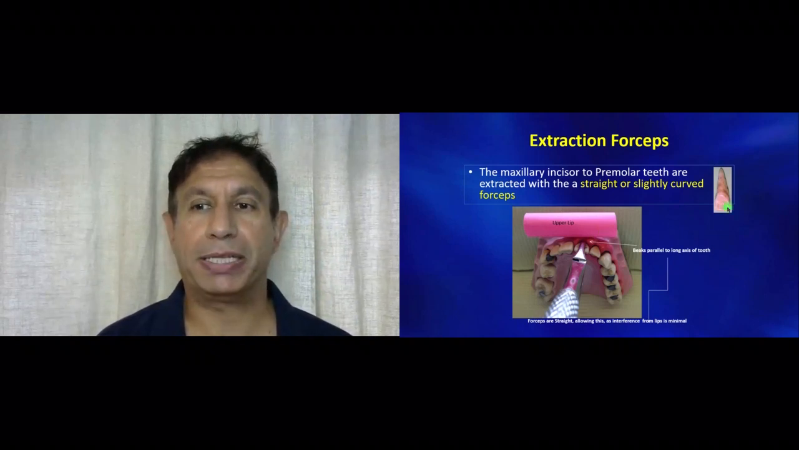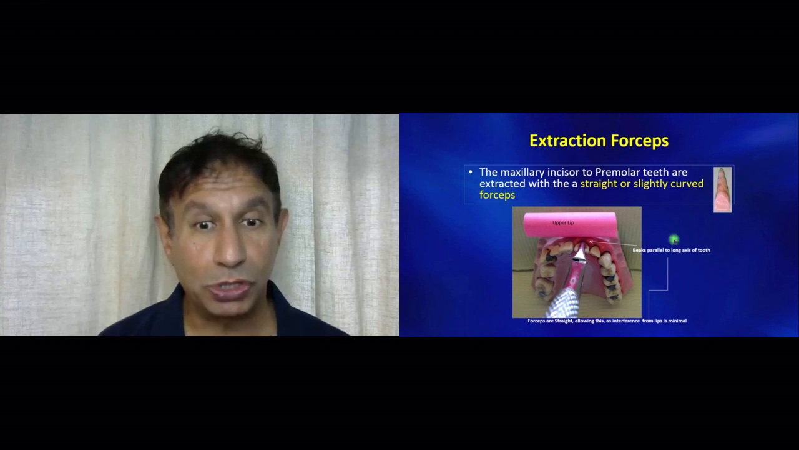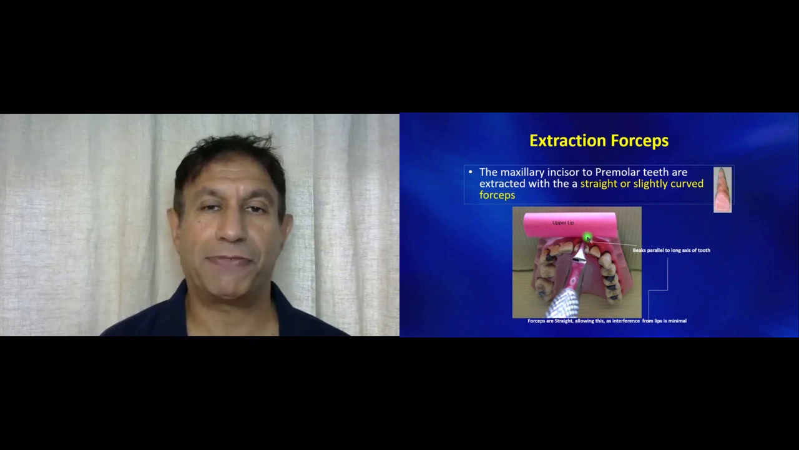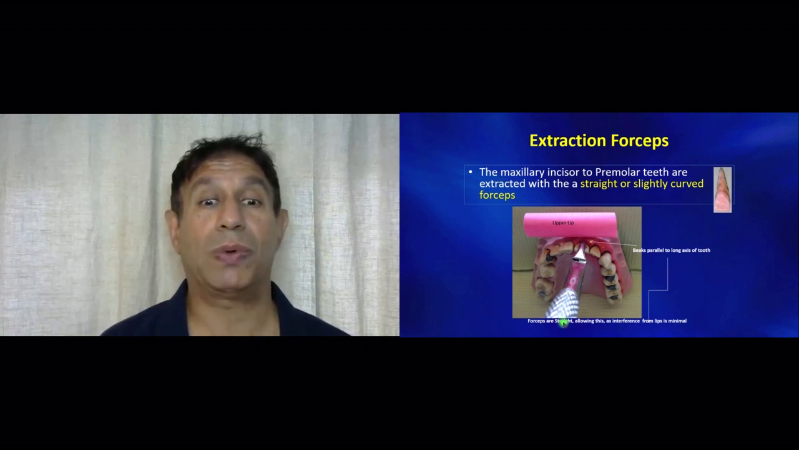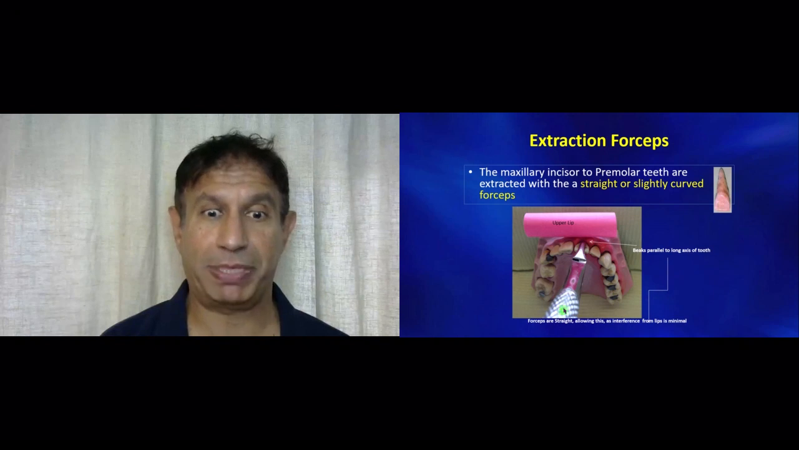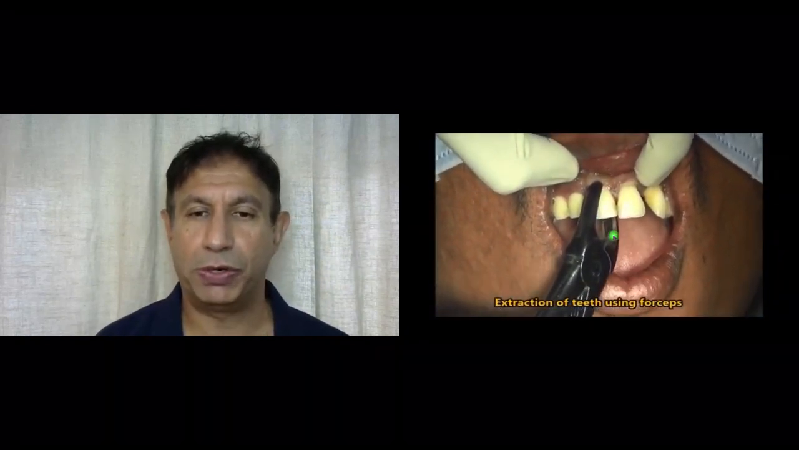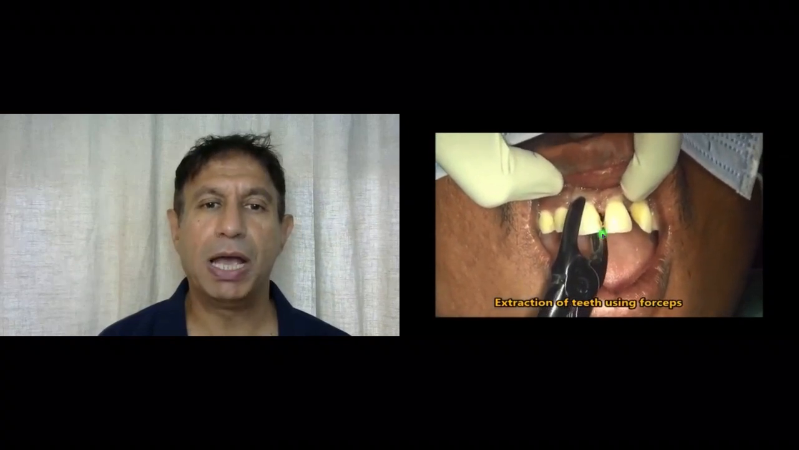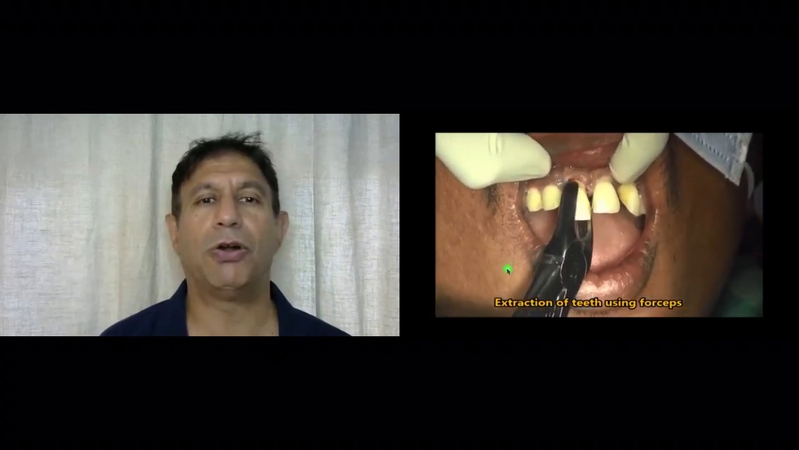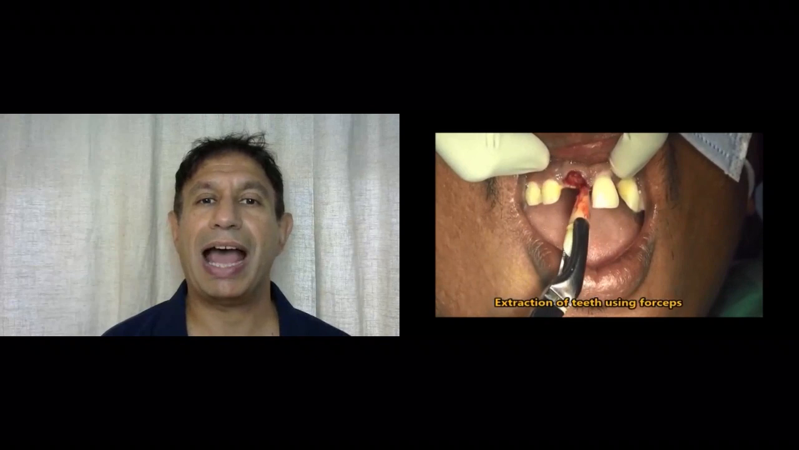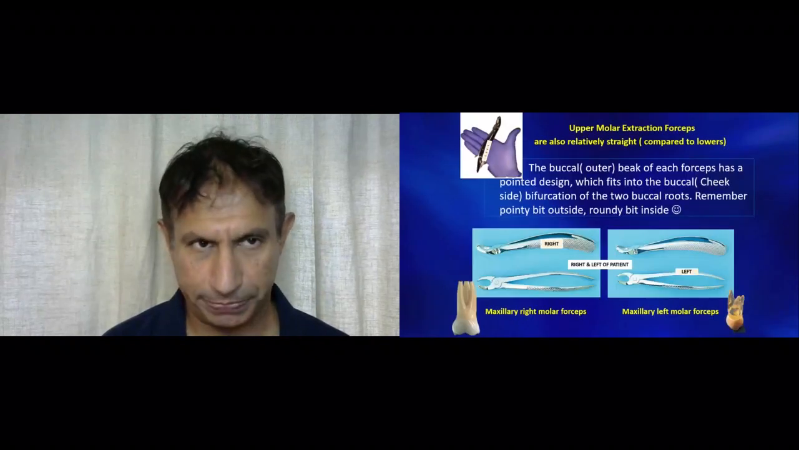Now your upper incisors have got slender roots, so the upper forceps have got slender beaks. These beaks have to be parallel to the long axis of the tooth, so that is why the upper anterior forceps are relatively straight. Relatively straight forceps allow the beaks to be parallel to the long axis of the tooth, so you can have a good grip on the tooth.